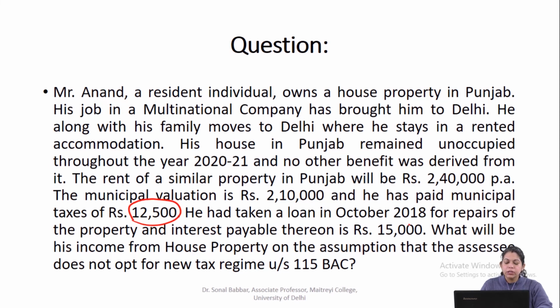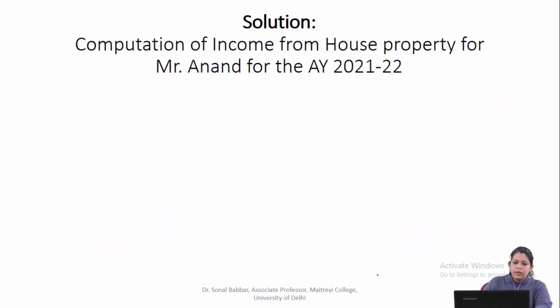He had taken a loan in October 2018 for repairs of the property. So the maximum ceiling allowed is 30,000 since it is taken for repairs. And interest payable thereon is 15,000 rupees. What will be the income of the assessee from house property on the assumption that he does not opt for new tax regime under section 115BAC? So computation of income from house property for Mr. Anand for the assessment year 21-22.